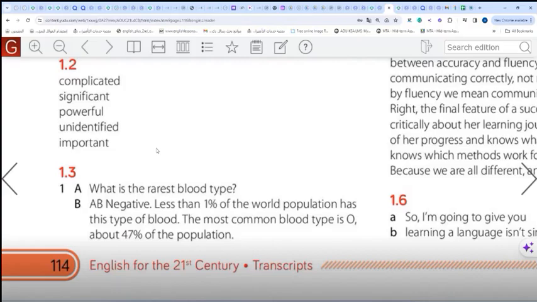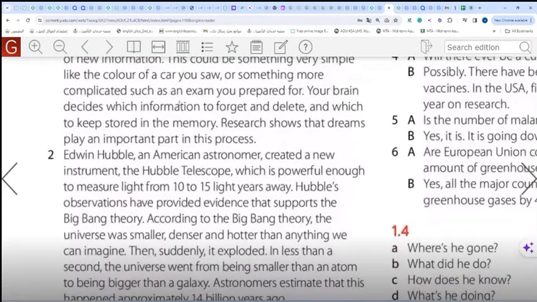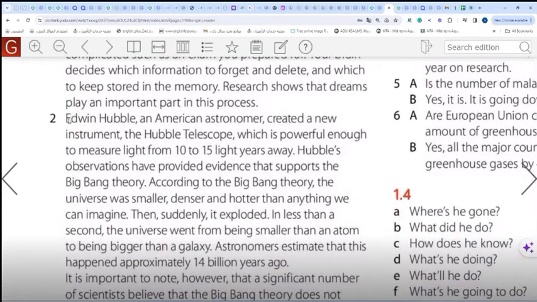So you can read. This is the first speaker, and this is the second speaker. Edwin Hubble, an American astronomer, created a new instrument, I mean the Hubble telescope, which is powerful enough to measure light from 10 to 15 light years away.